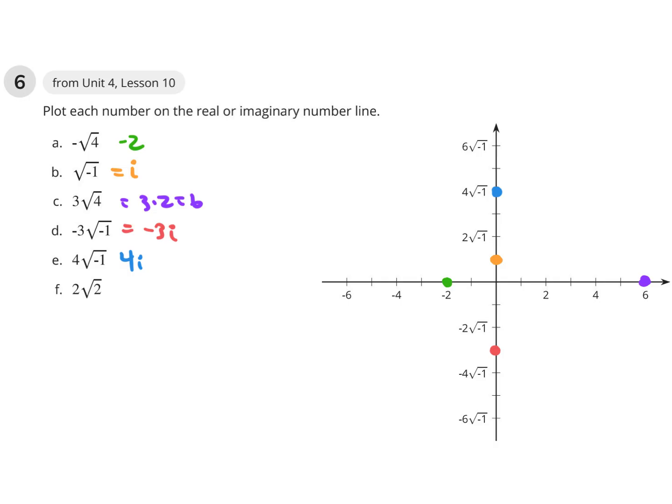And the next one, 2 root 2. Root 2 is about 1.4. And 2 times 1.4 is about 2.8. Something like that. So that goes right there, 2 root 2.